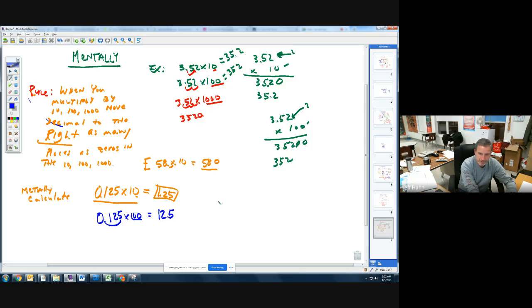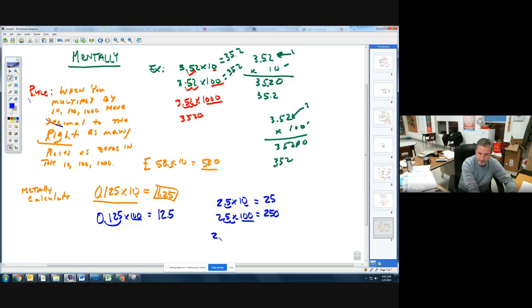Now, how about a couple more examples? 2.5 times 10, and let's do 2.5 times 100. In this case, 1, 0, move the decimal one place right, so my answer is 25. In this case here, I have 2 zeros. I move it 2 places, which means, because I only have 1 place there, I'm going to have to add a 0, I get 250.